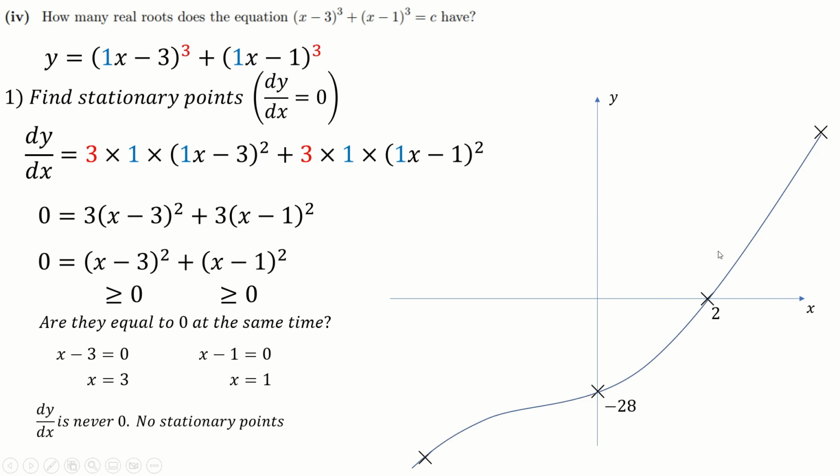So it must look a bit like this. And therefore, when we do our y equals c thing, which we've done this whole time to find the number of roots, it's just one root all the time, right? Just one root all the time. Nice and easy. And that would be that question done.